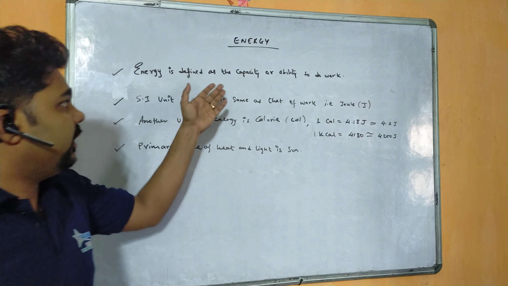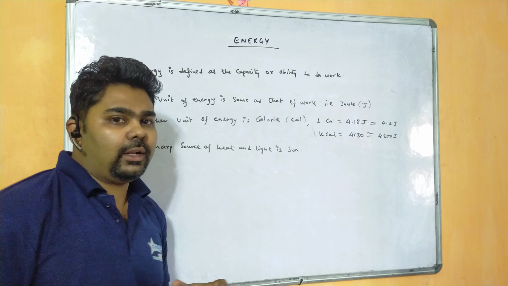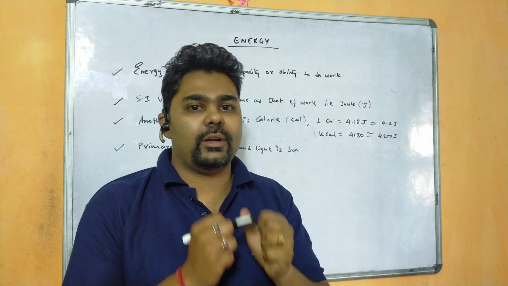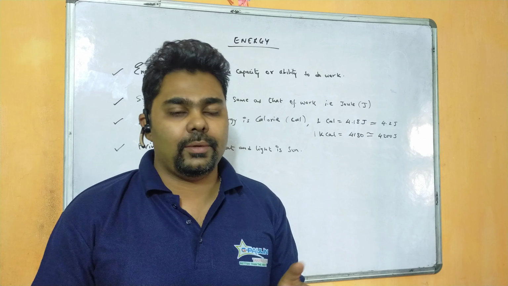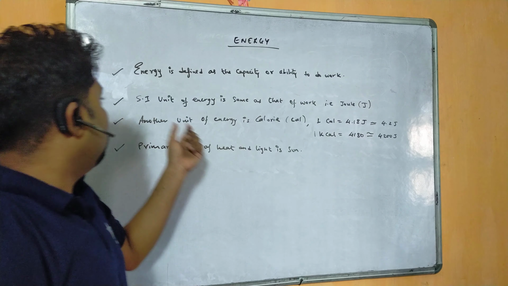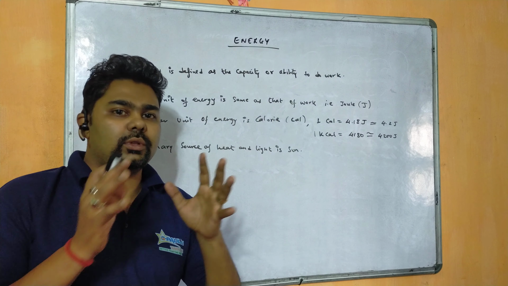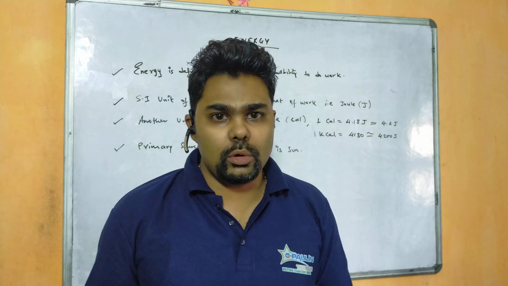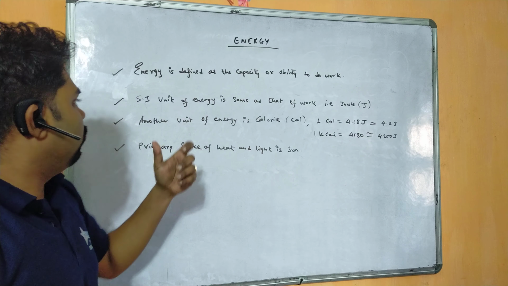So energy is defined as the capacity or ability to do work. Now when I say how to calculate energy, how much energy is left or how much energy is spent or compensated due to doing some work, that is expressed in terms of joule. So the SI unit of energy is the same as that of work. So what was the SI unit of work? That was joule. Similarly, the SI unit of energy is also joule.